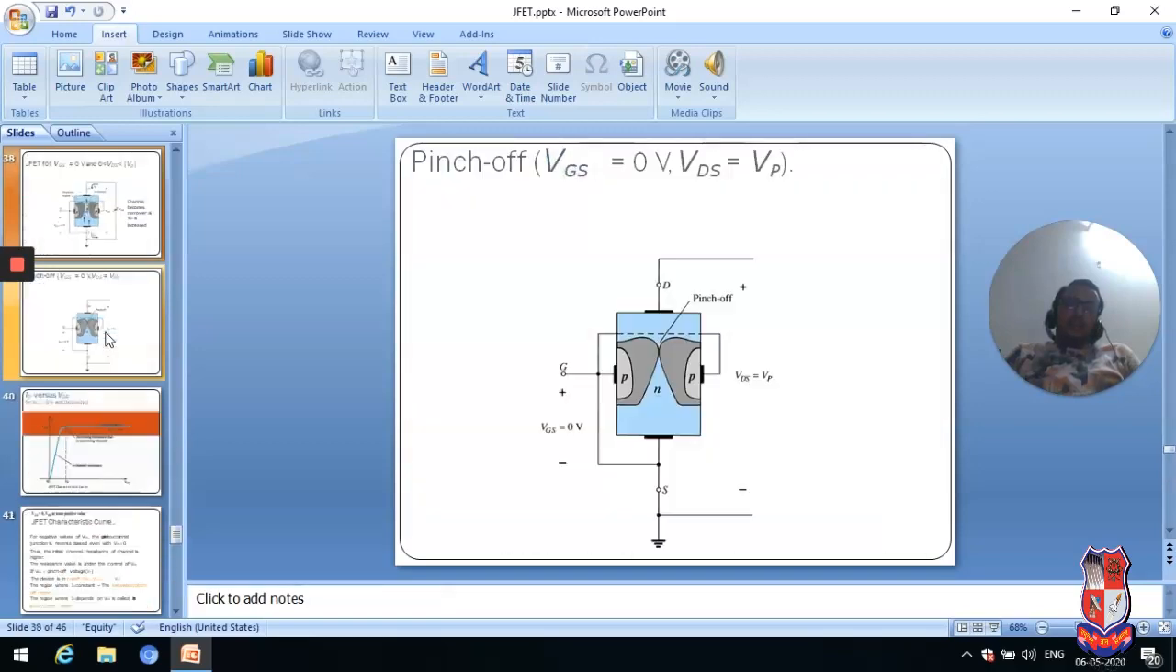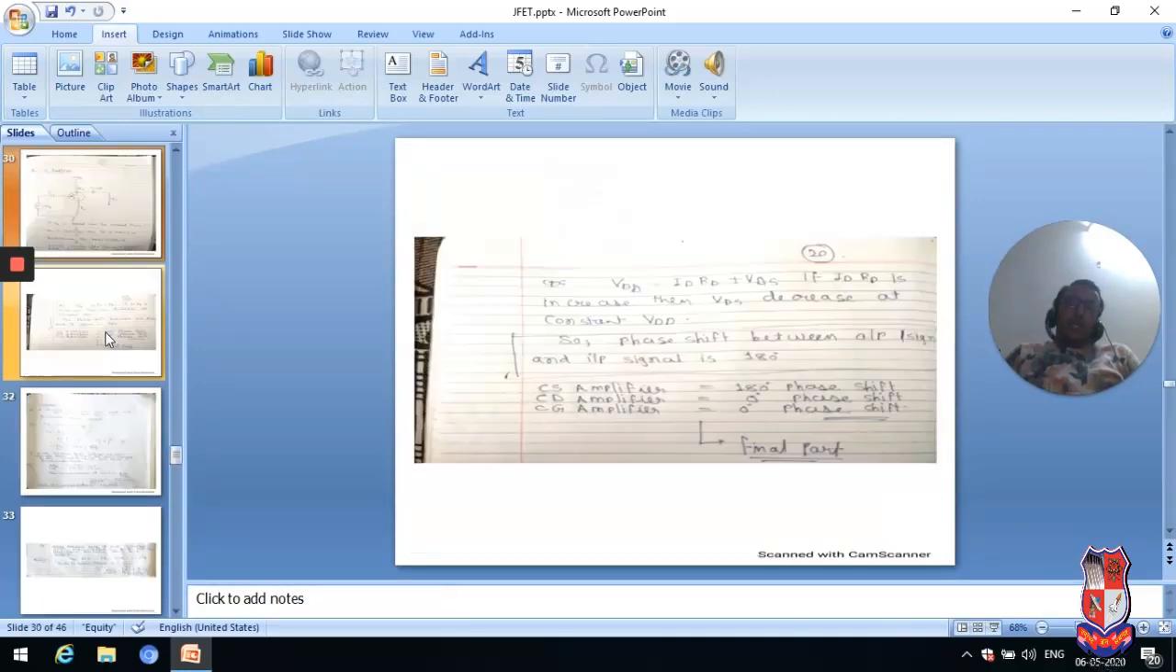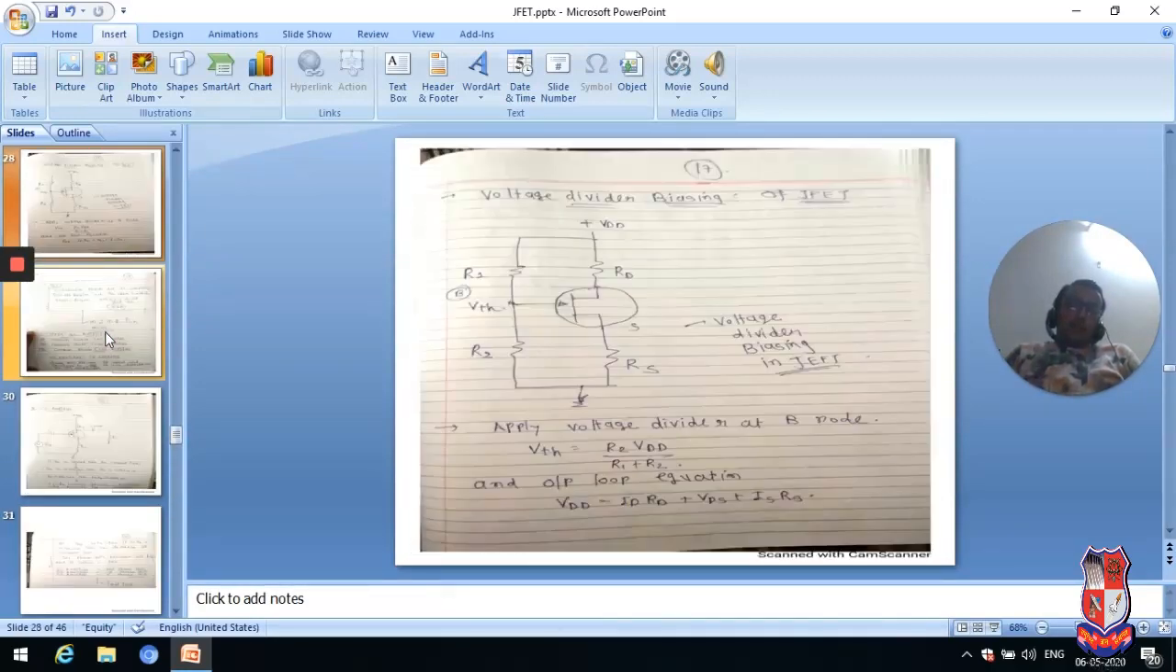In the next lecture, we will concentrate on the biasing and amplifier topic of JFET and the applications of JFET, and we will also discuss an example in the next lecture.